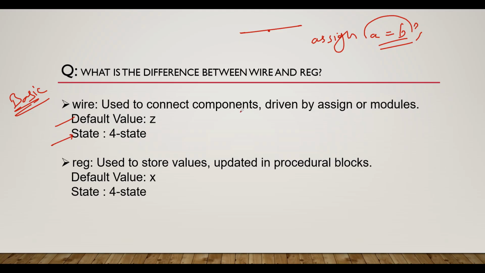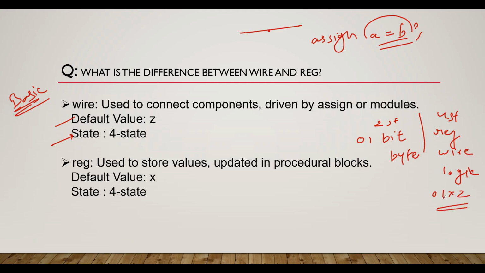Let me give you the introduction about 2-state and 4-state data types, which are there in SystemVerilog. 2-state data types like bit and byte, these all are 2-state data types. Whereas 4-state data types like reg, wire, logic, these all are 4-state data types. So keep this in mind: 2-state data types only support 0 and 1 values, whereas 4-state data types support 0, 1, X and Z.